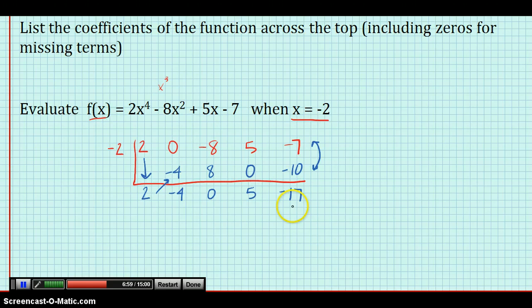So your answer lies in this last number that you got. And what this says is that when x is -2, the value of the function is -17, which should be the same answer we got using direct substitution, which it is. So those are the two ways to evaluate polynomials.